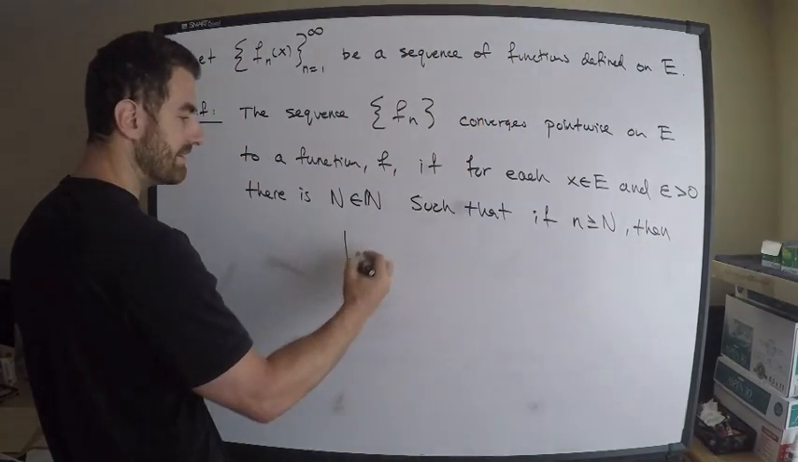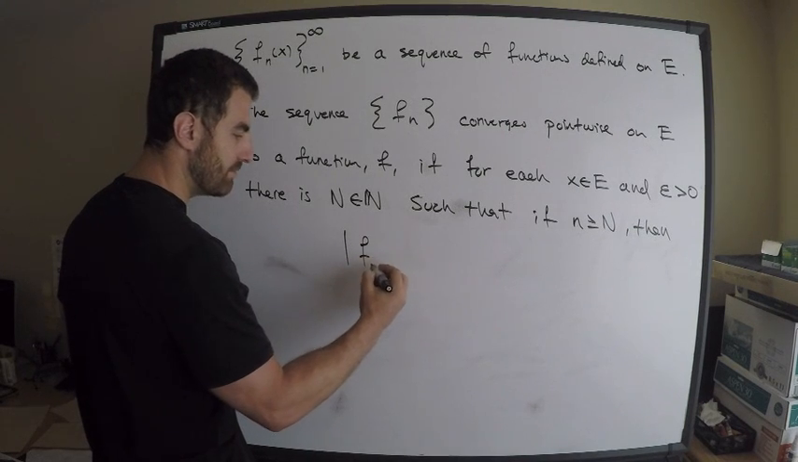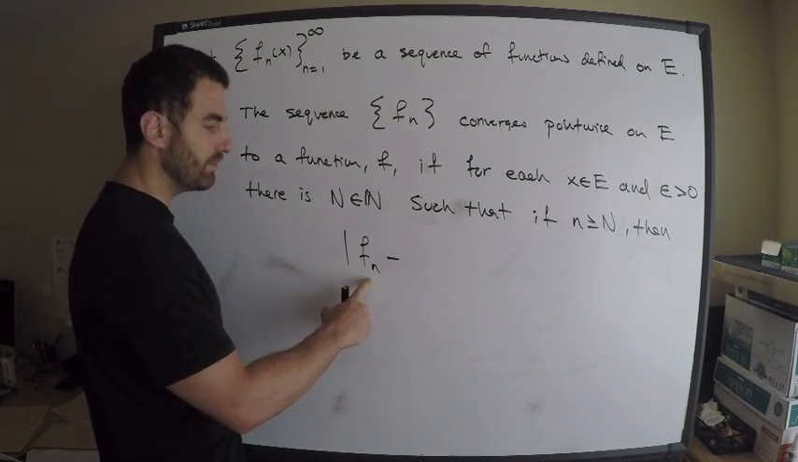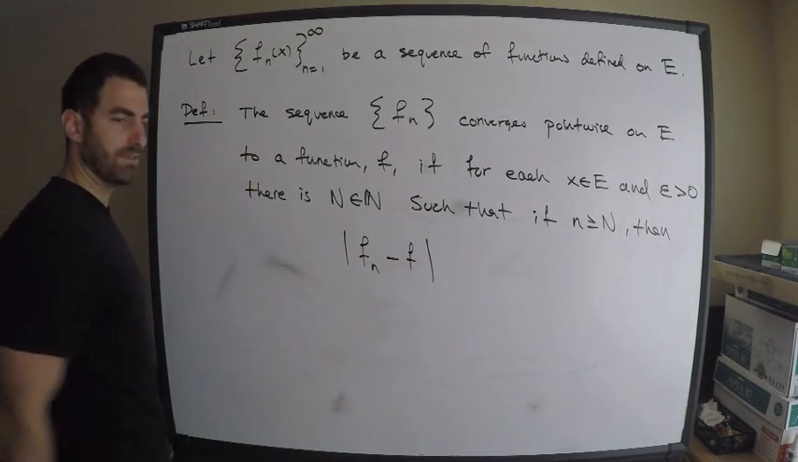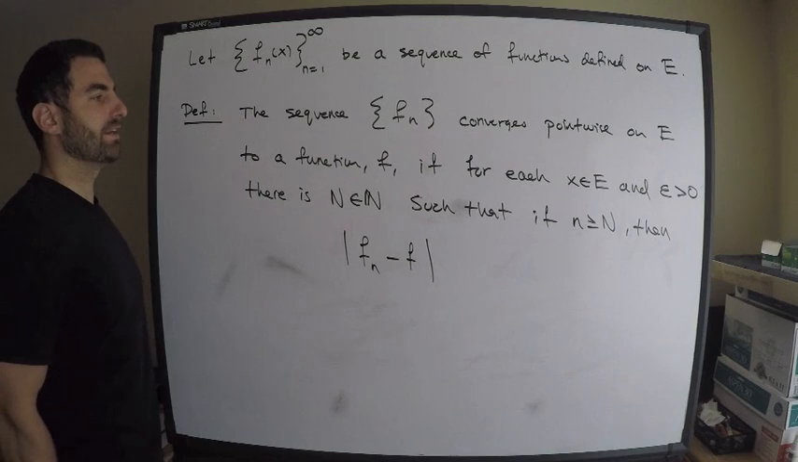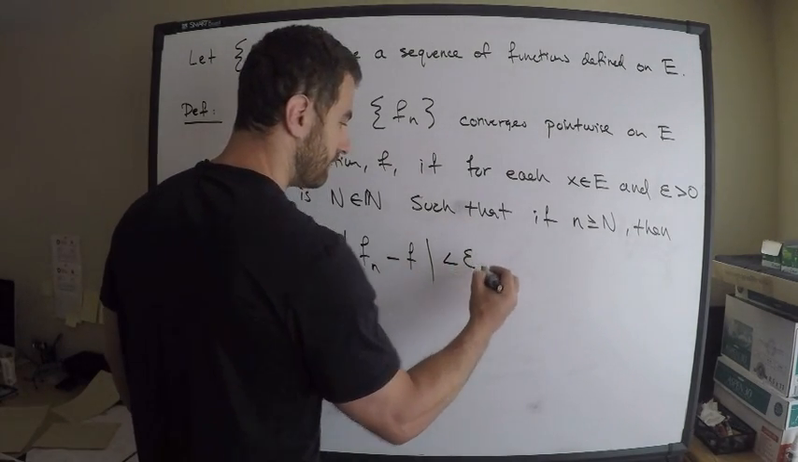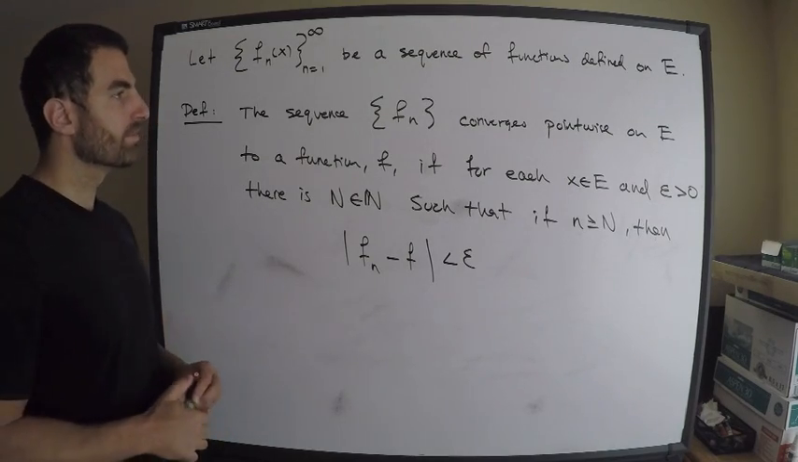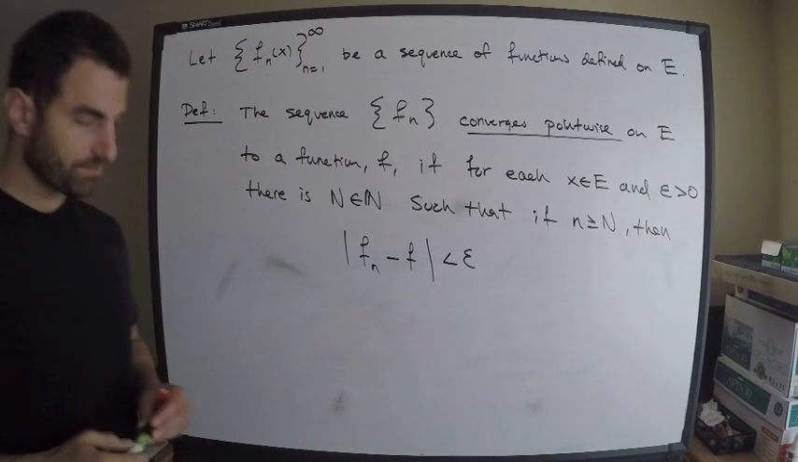the distance, and this is how you want to think about this. You want to think about this as the distance between the members of the sequence and the limiting function, the function which it allegedly converges to, is less than epsilon. Now let me just first write down a few things about this. Okay, so this is the definition of pointwise convergence.